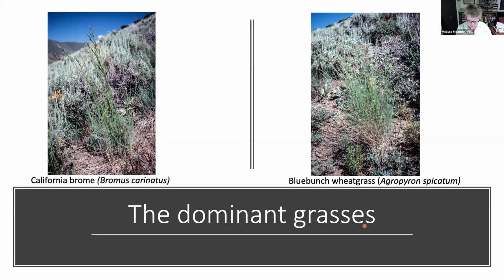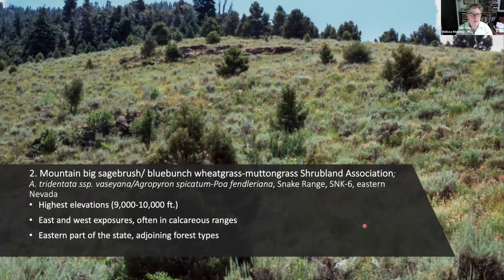The dominant grasses in this area, blue bunch wheatgrass on the right, Agropyron spicatum, and I think the name has been changed to Pseudoroegneria. I'm not exactly sure on that, but it may have changed. And California brome on the left. And then moving on to the second type, which was dominated by blue bunch wheatgrass and mutton grass.